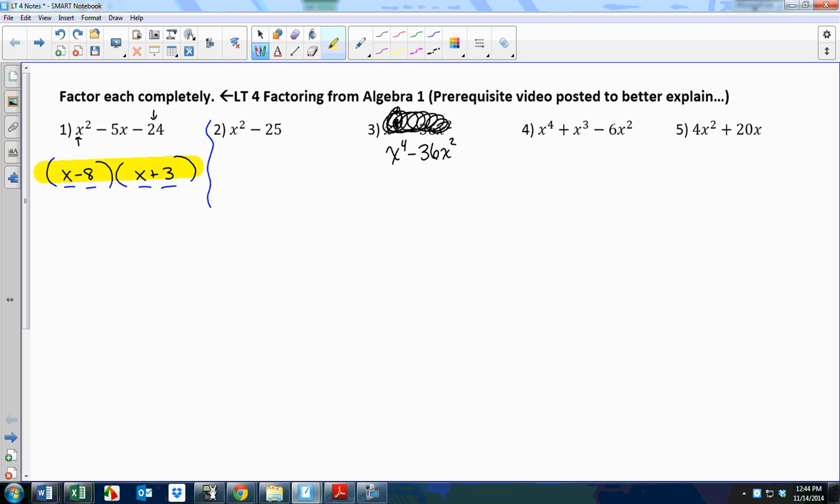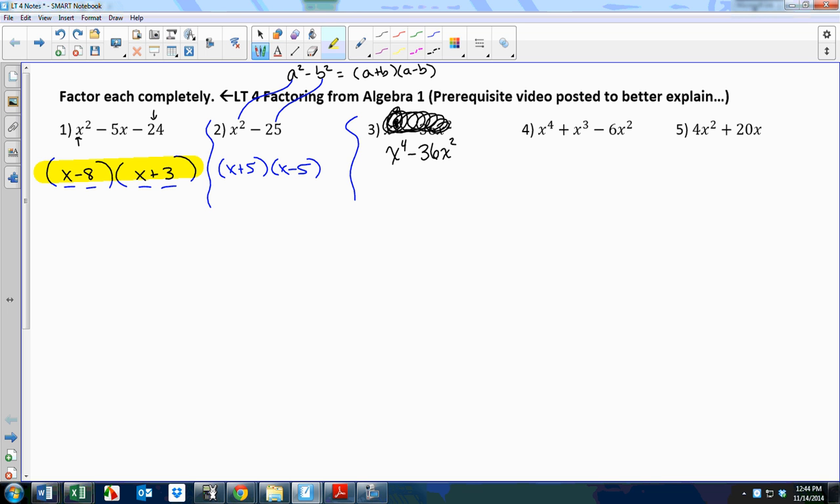So 2 terms. It must be this formula, A squared minus B squared equals A plus B times A minus B. So using that formula, our X squared is A squared, our 25 is B squared. So our A is X, our B is 5. It factors to X plus 5 times X minus 5.